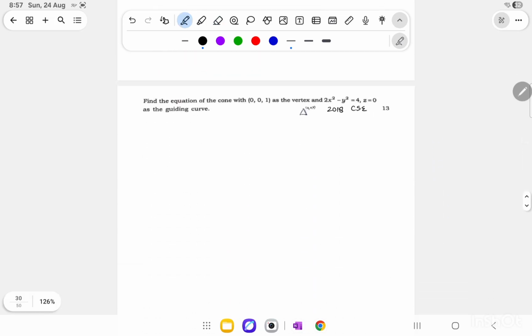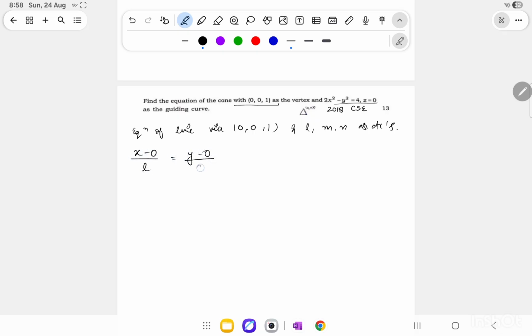So the next question says that find the equation of cone with 0, 0, 1 as vertex and this as the guiding curve. So if 0, 0, 1 is my vertex, I can find the equation of a line via 0, 0, 1 with L, M, N as direction cosines. So the equation of any such line will be x minus 0 by L, y minus 0 by M and z minus 1 by N.